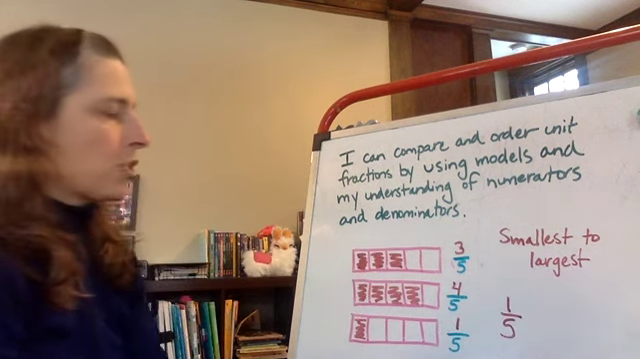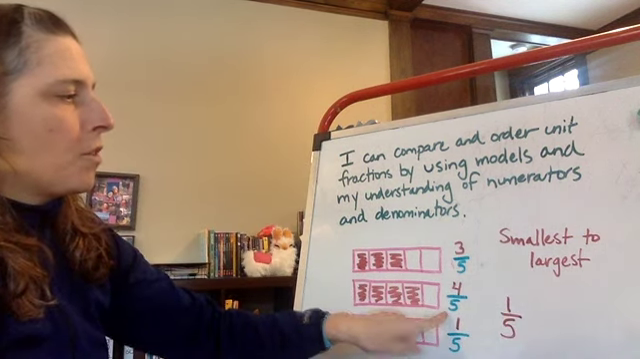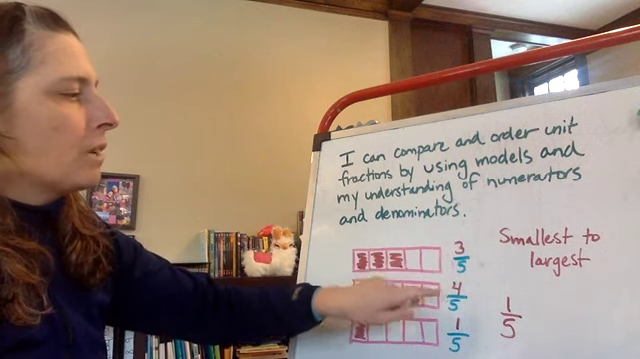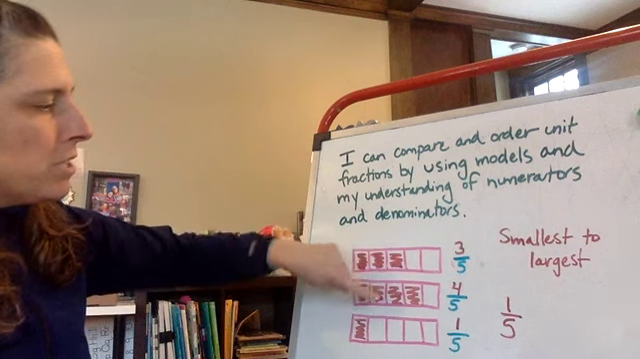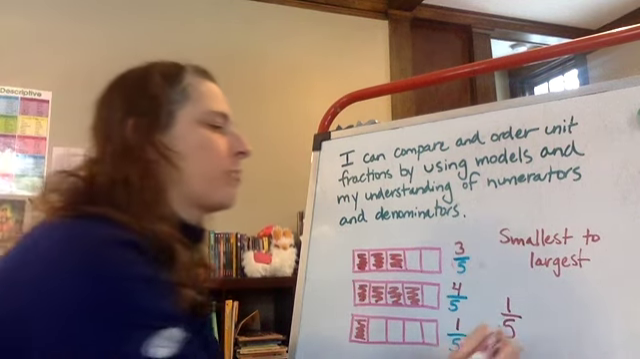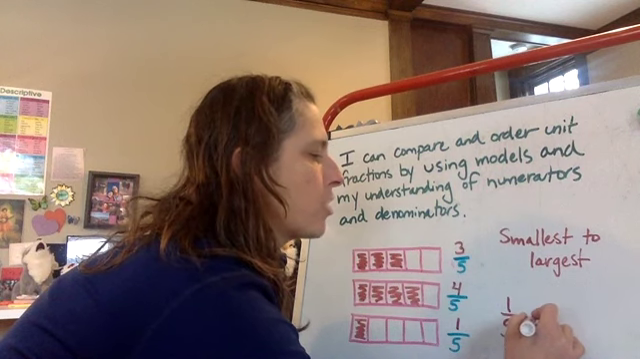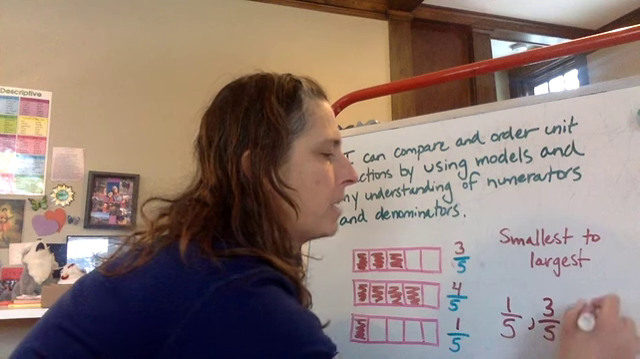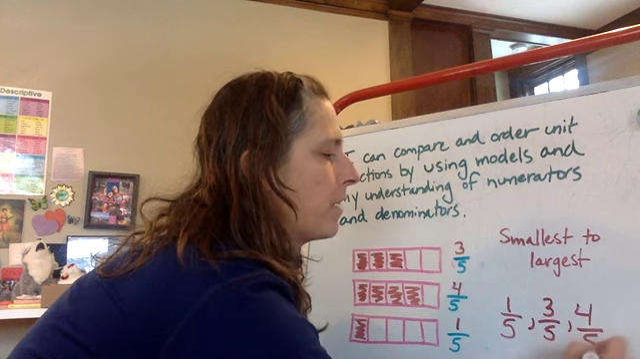Our next fractional amount, it would be 3/5, because 3/5 is less than 4/5. You can see this in the picture, and you can see this because the figures are divided into the same amount of pieces. So smallest to largest would be 1/5, then we'd have 3/5, and then we'd have 4/5.